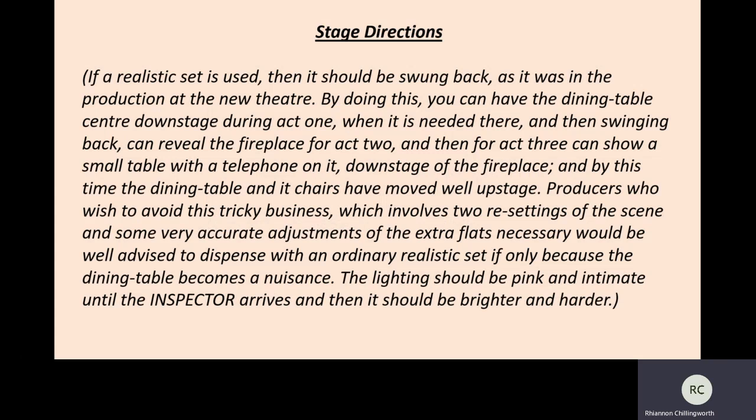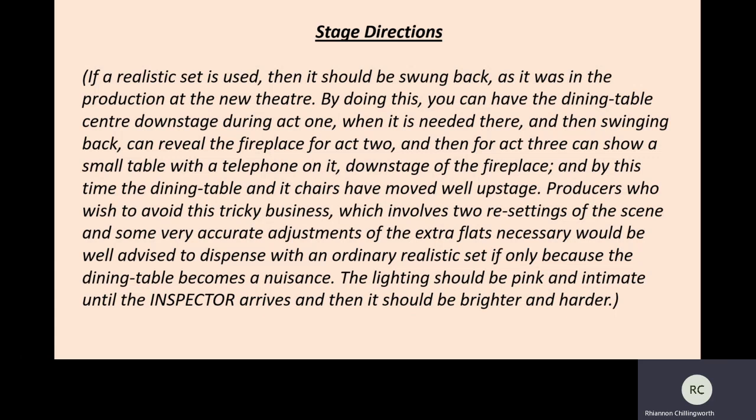If a realistic set is used, then it should be swung back as it was in the production at the New Theatre. By doing this, you can have the dining table centre downstage during Act 1 when it is needed there, and then swinging back can reveal the fireplace for Act 2, and then for Act 3 can show a small table with a telephone on it, downstage of the fireplace. And by this time, the dining table and chairs have moved well upstage. Producers who wish to avoid this tricky business, which involves 2 resettings of the scene and some very accurate adjustments of the extra flats necessary, would be well advised to dispense with an ordinary realistic set, if only because the dining table becomes a nuisance.